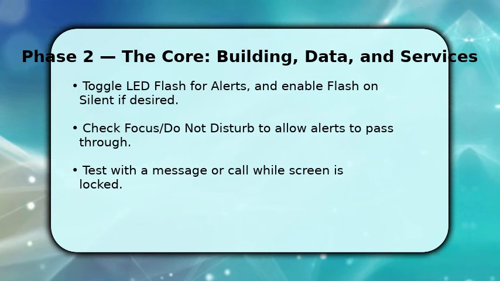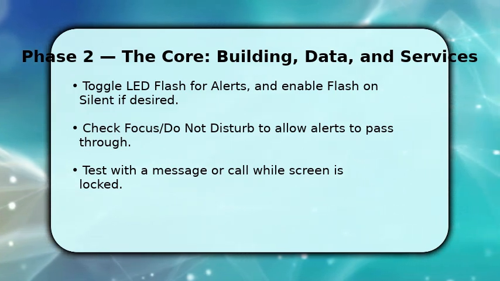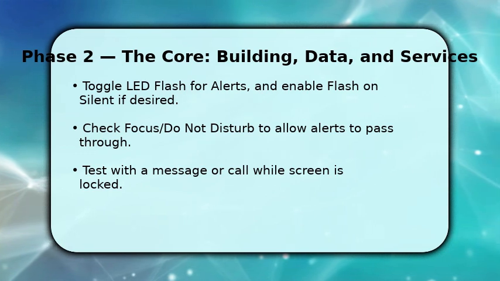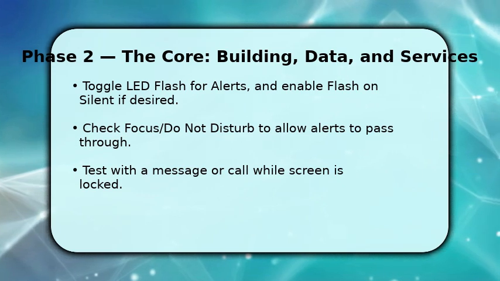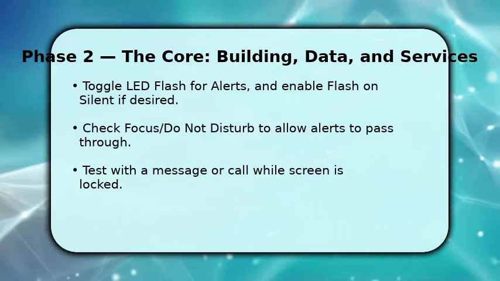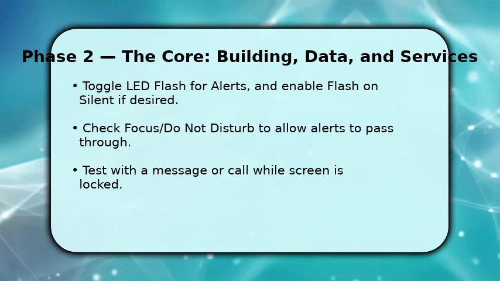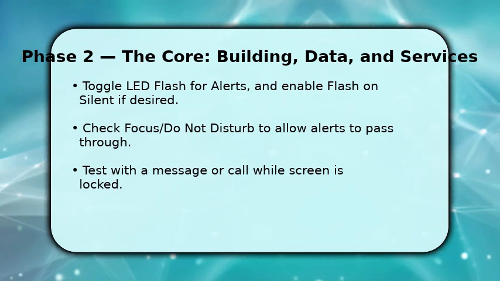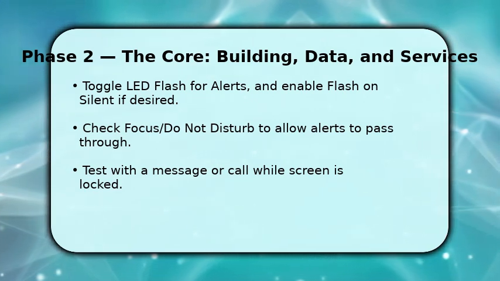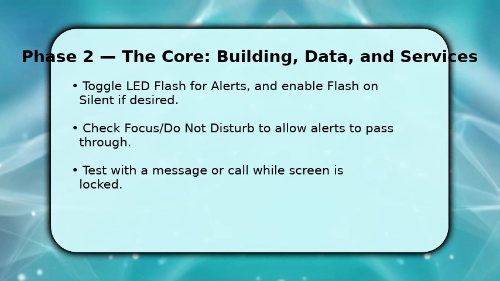Once done, make sure relevant apps are allowed in your Focus or Do Not Disturb settings so the phone actually sends alerts visually. Go to Settings, Focus, select the active focus, and allow calls and messages from those contacts or apps. After configuring, lock the screen and trigger a test call or text to confirm the flash behavior works as expected.